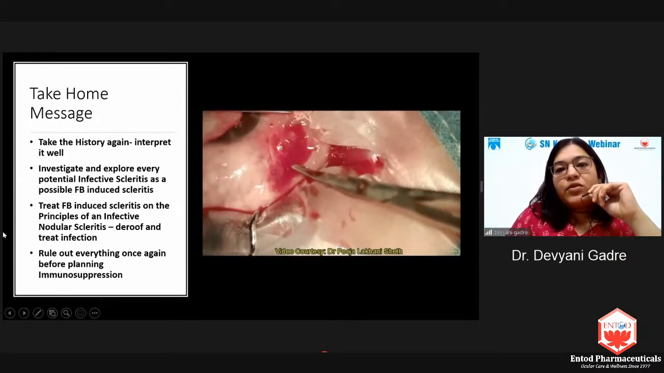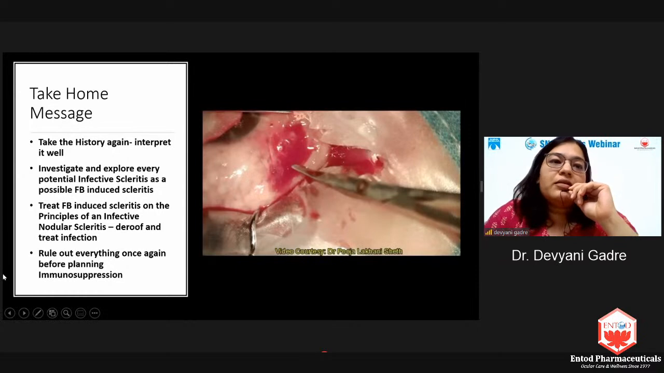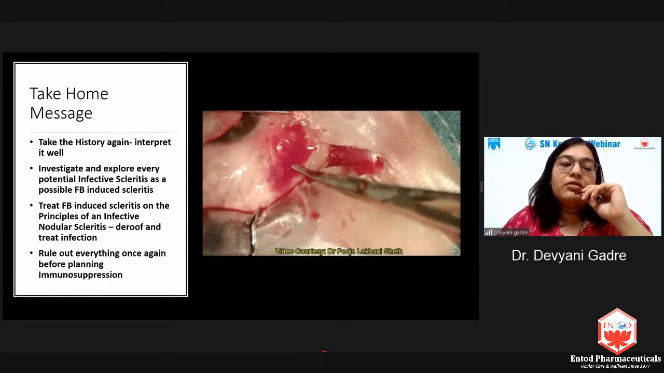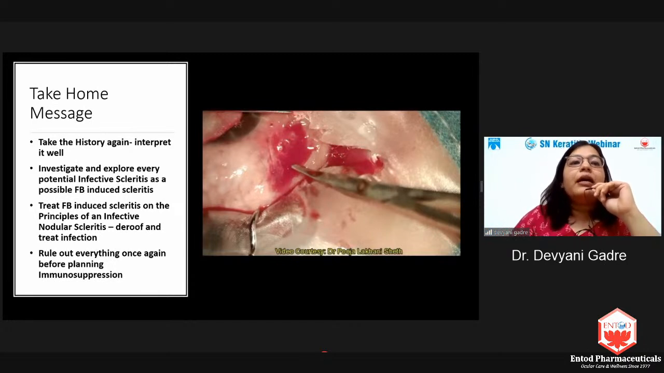So basically my take-home message from these 3 cases is that you need to trust the patient's history, interpret it in keeping with what you've seen on the slit lamp, and investigate and explore every potential infective scleritis as a possible foreign body sitting inside there. Because I practice in an area which has a lot of rural population coming to us with these problems.